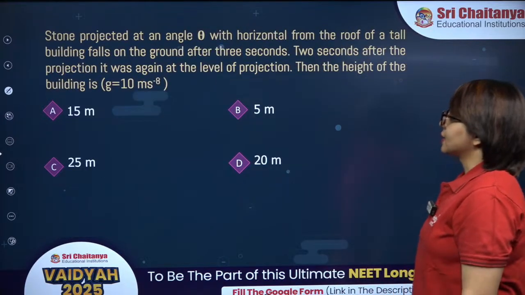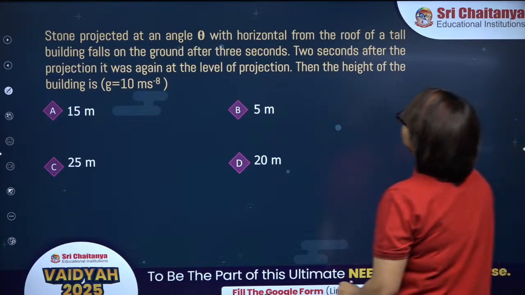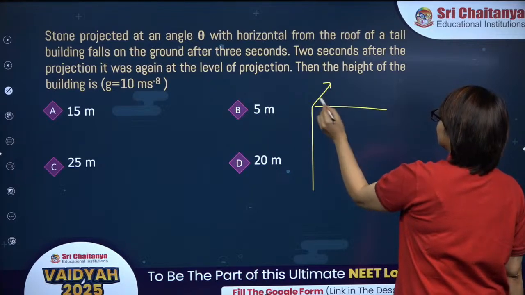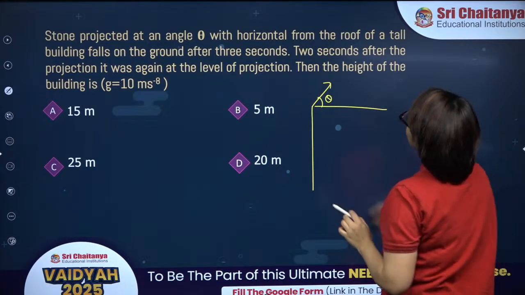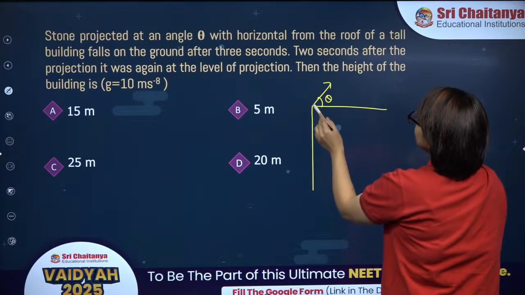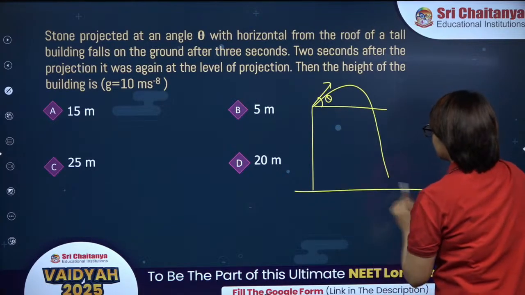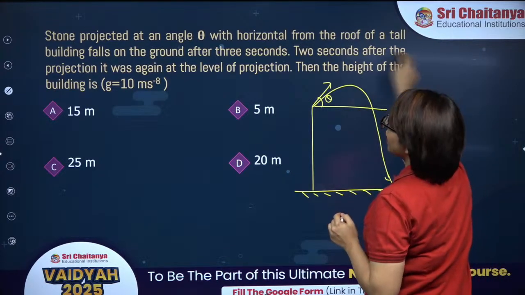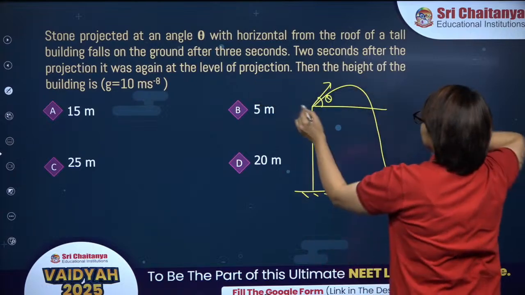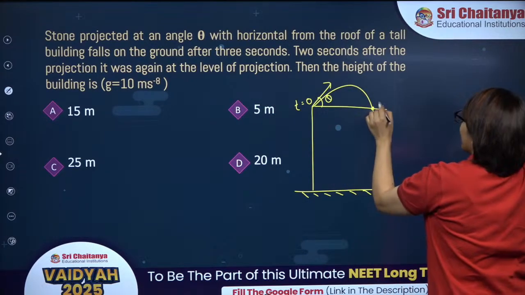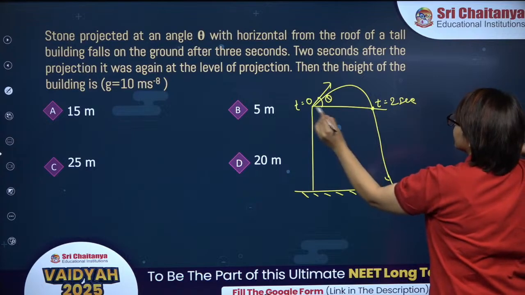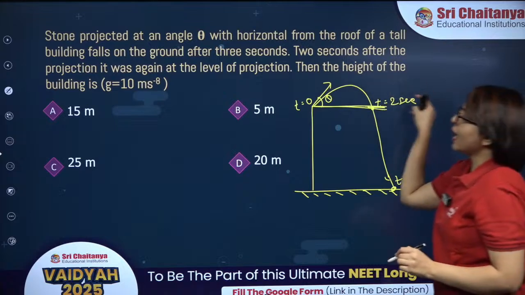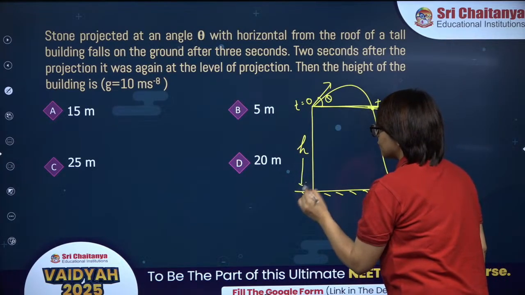Next is this one. A stone is projected at an angle theta with the horizontal from the roof of a tall building. Acha, it is projected at an angle theta with the horizontal from the roof of a tall building and it falls on the ground after 3 seconds. 2 seconds after the projection, it was again at the level of projection. So, it is starting at t is equal to 0, at t is equal to 2 seconds it is here at the same level of projection, and at t is equal to 3 seconds it is on the ground.